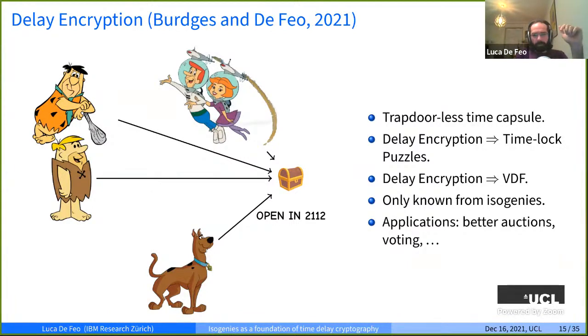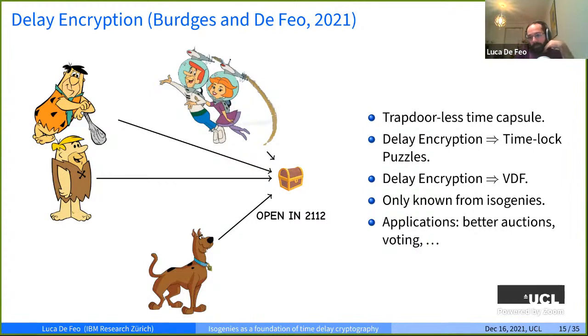Am I going to show this? I don't remember. If I forget to show how you can get a better auction, just remind me during the questions. In the same way you can do better auctions, you can do better voting. So it's a very interesting primitive. And it would, of course, be interesting to see whether it can be obtained from something other than isogenies, because it seems strange that isogenies are really the only way to do it. It's not obvious, because it seems that there are obstacles to getting it in other ways.